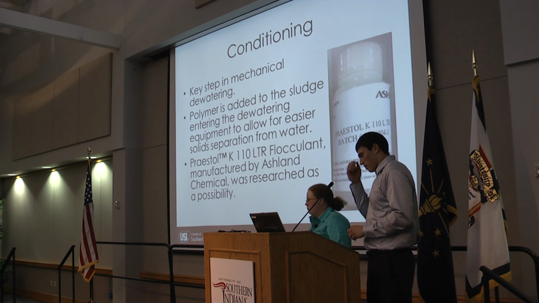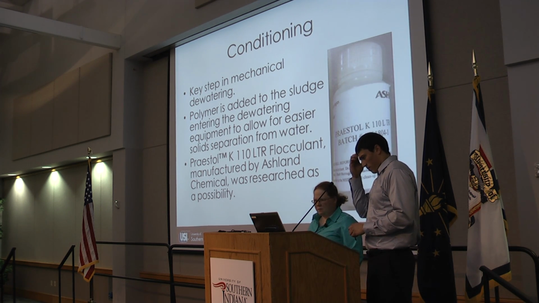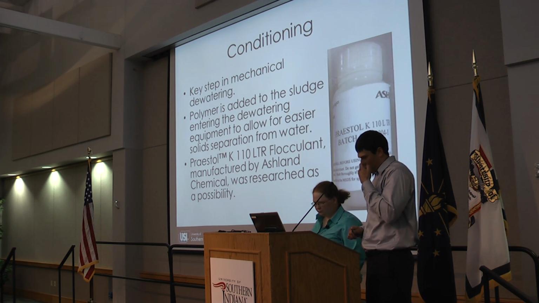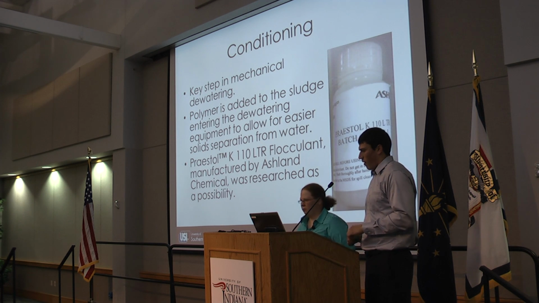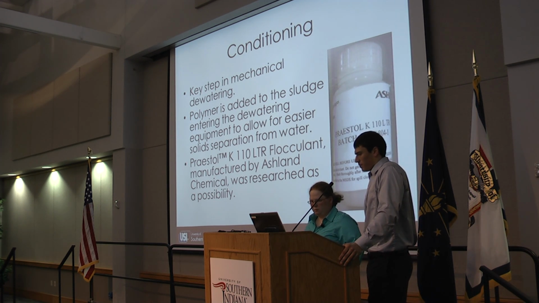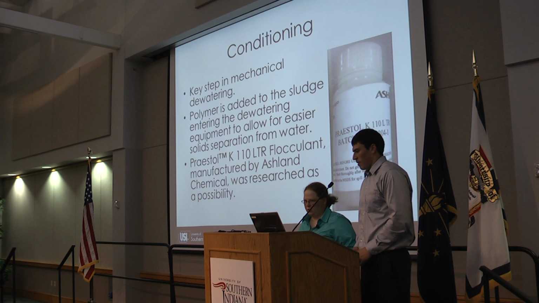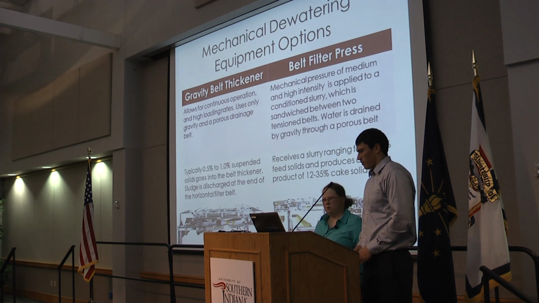Conditioning is a key step in mechanical dewatering. Polymers are added to the sludge entering the dewatering equipment to allow for easier solid separation from water. We investigated one type of polymer from Ashland Chemical. It was Prestol K110 LTR flocculant. This is a possibility, but there are also other companies that can be researched.